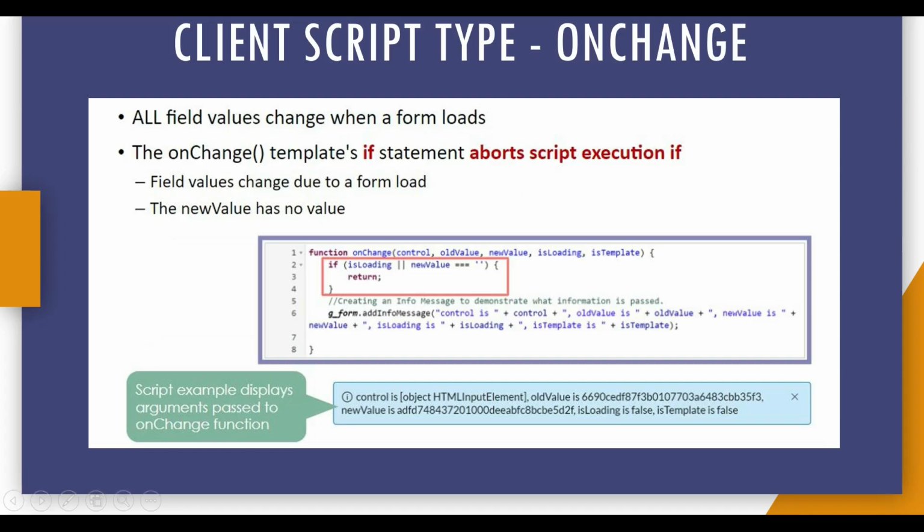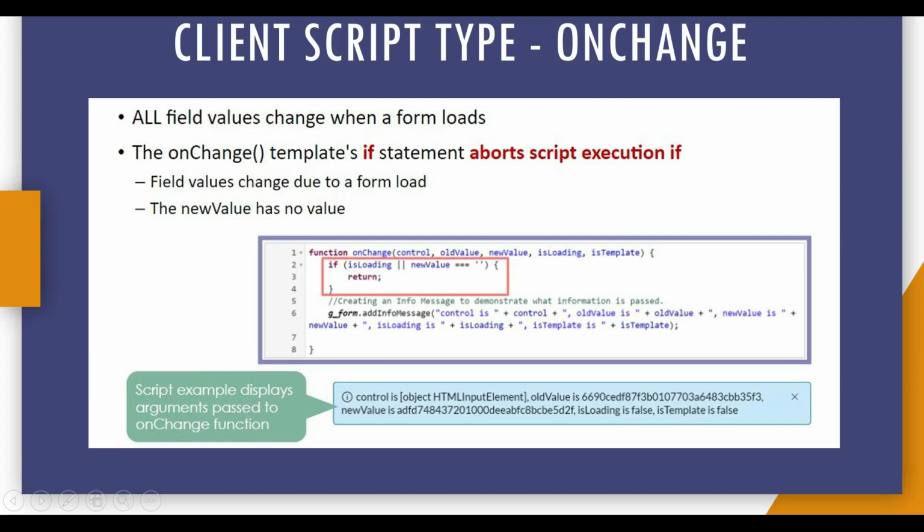So when we are populating the type as onChange, we have multiple parameters populated like control, old value, new value, is loading, is template. Basically control is used when we are controlling a specific field, then this control method can be used, but control is not used at any point of time because it is an object only. If you see, what does control return? Object HTML input element, that's it. It returns this, which is of no use. And old value will return the old value, new value will return the new value.